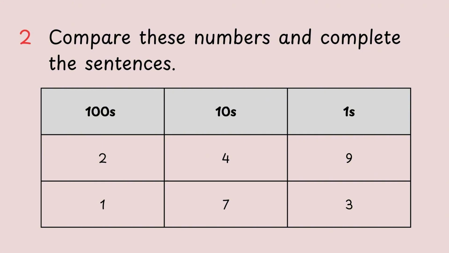Now, let's look at the second row. We have 1 hundred, 7 tens, and 3 ones. So, when we put those digits together, we get 173. So, to compare them, we always start by looking at the biggest value box first, the hundreds column. Look at that. The first number has 2 hundreds, but the second number only has 1 hundred. Since 200 is more than 100, we already know our answer without even looking at the tens or ones. So, we can complete our sentences like this.